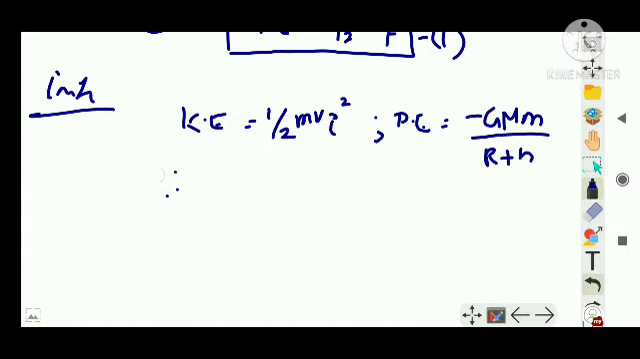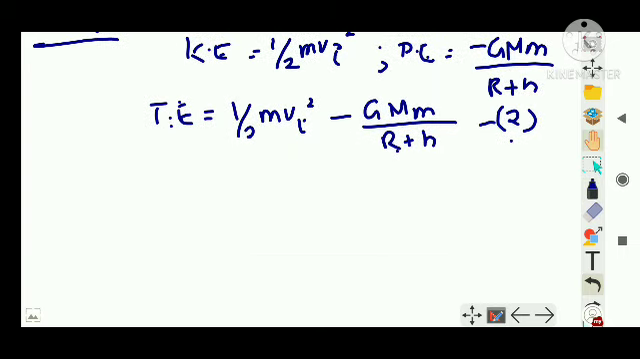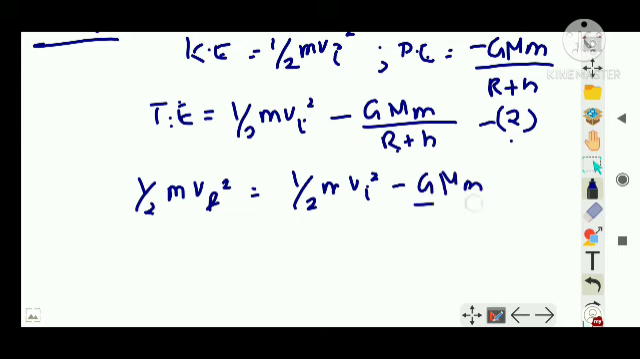So total energy will be the sum of these two, guys. Total energy will be half m Vi squared minus GMm by r plus h. So you got the first equation and now the second equation. And you know conservation of energy: first equation should be equal to second equation, because total energy initial should be equal to total energy final. So I can write half m Vf squared, which is the total energy at the final stage or at infinity, is equal to half m Vi squared minus GMm by r plus h.